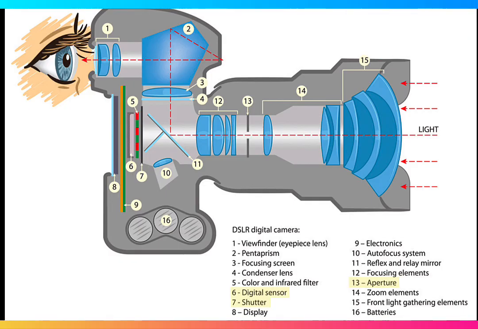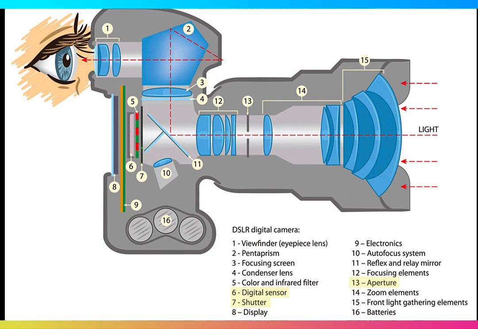Okay, so here's the diagram. Here's the light entering through the camera. So this is a DSLR. Sorry, I'm thinking of mirrorless right now. So entering through the lens here, there are multiple glass elements that focus and redirect the light towards the sensor. So number 6 is your digital sensor right here. We're going to talk more about that in just a second.